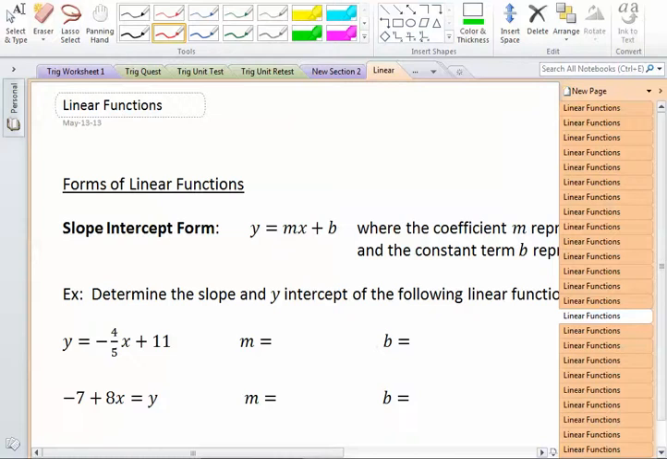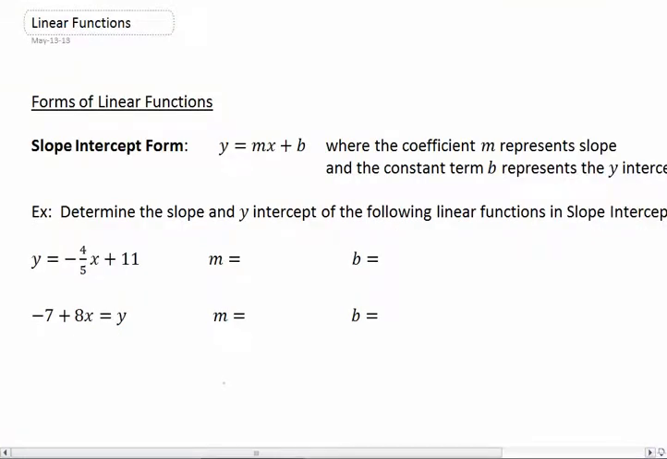All right, so let's take a look at this next page here. If you want to turn over, we're going to be taking a look at forms of linear equations.